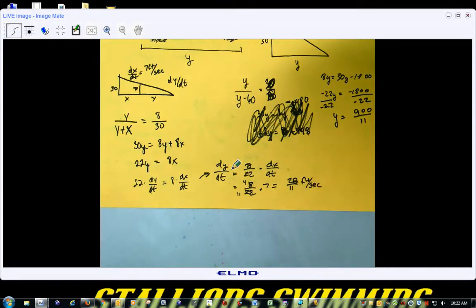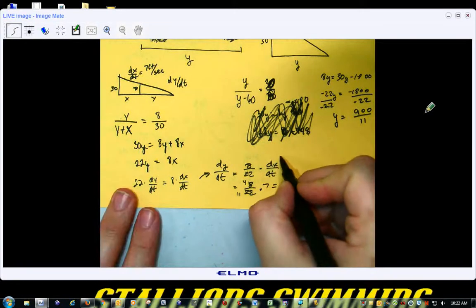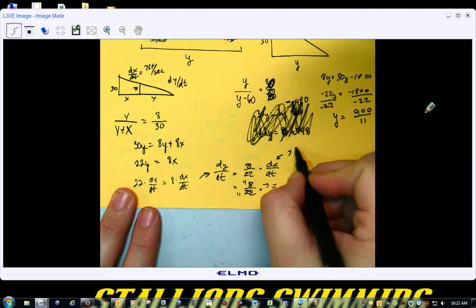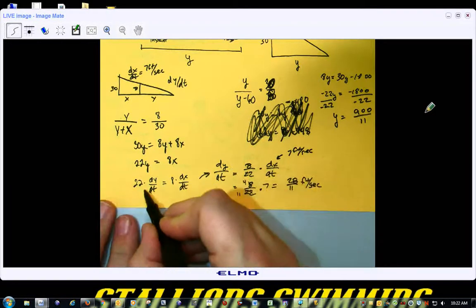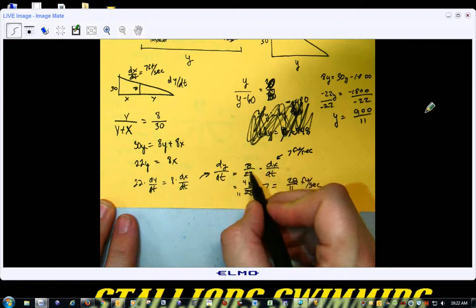All right, remember dx dt is 7 feet per second, and I had the 8 and the 22, divided by 22, got the 8 over 22 times 7 feet per second. What for? I reduced.